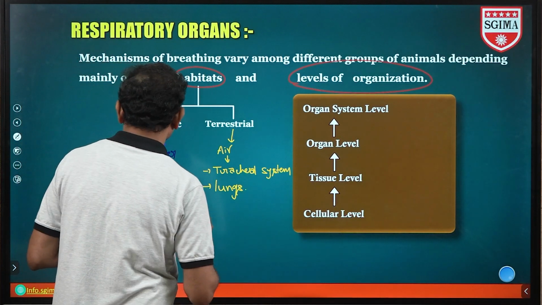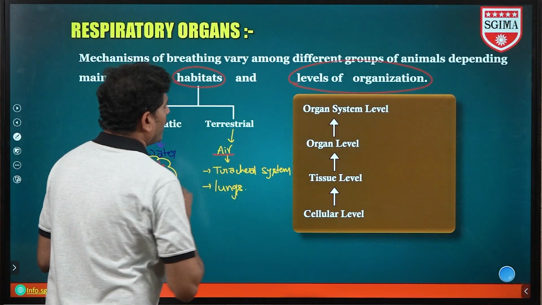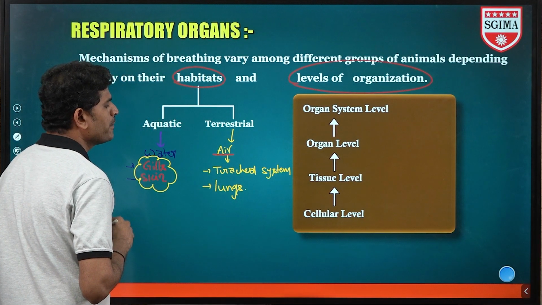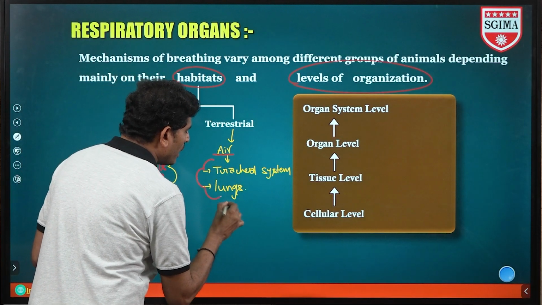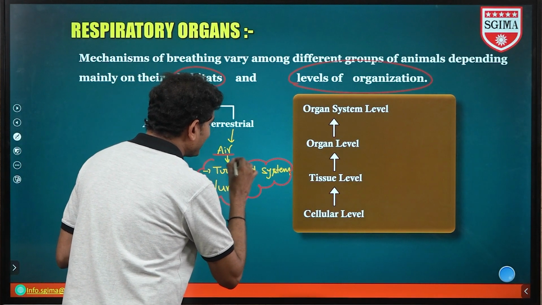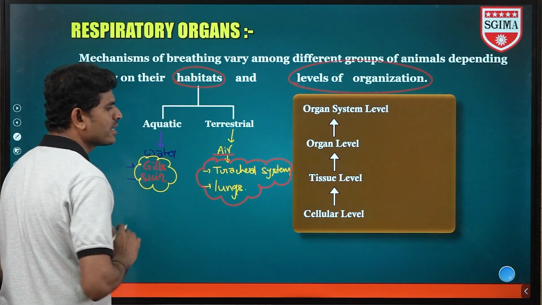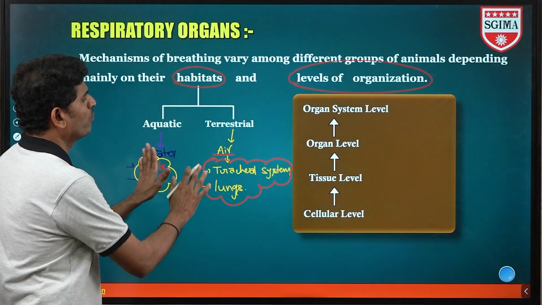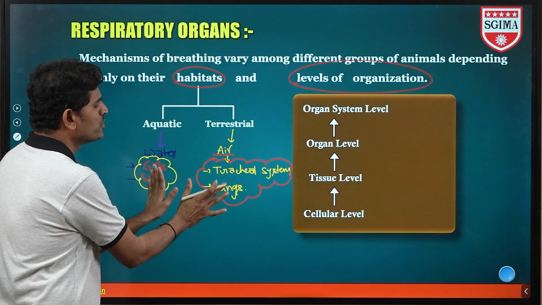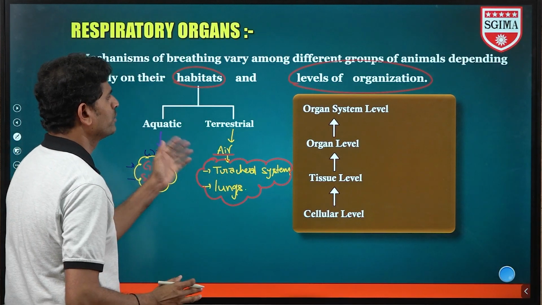Next one is air. In the terrestrial habitat, air is the major medium, and to take the air inside and utilize it, the tracheal system is required and lungs are required. These are the major organs. So from the habitat we are going to learn these two types: in aquatic, which one, and in terrestrial, which one. This is enough.